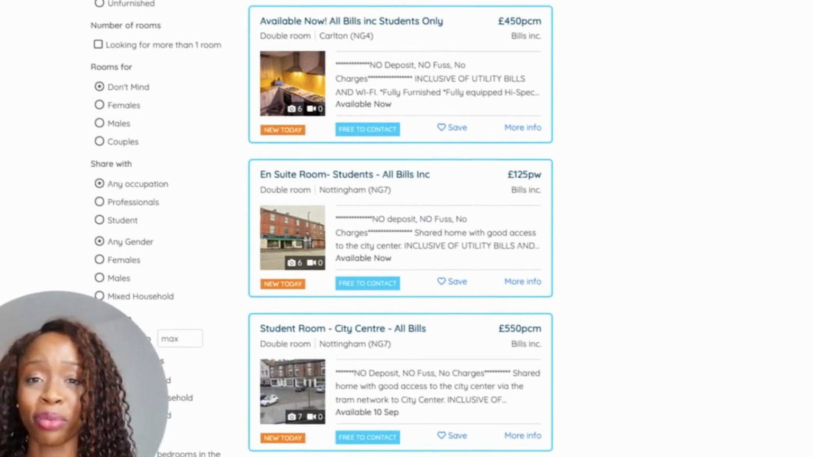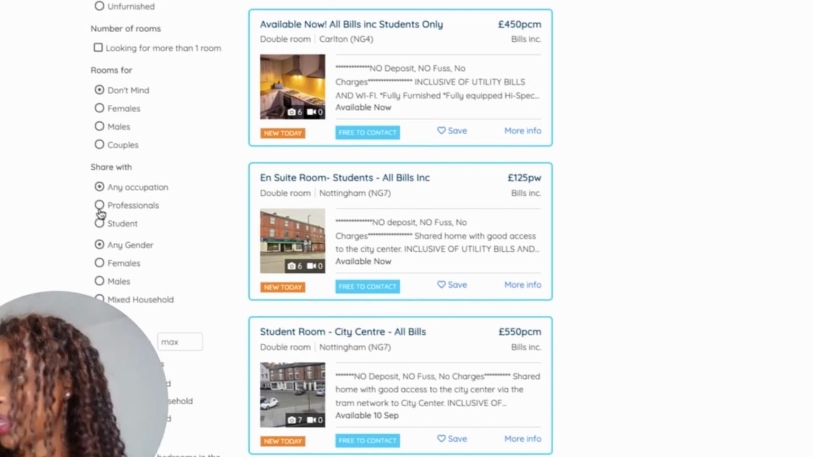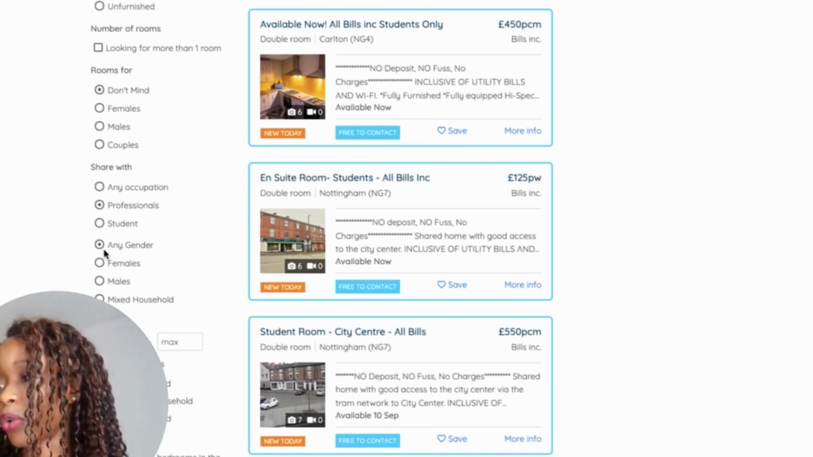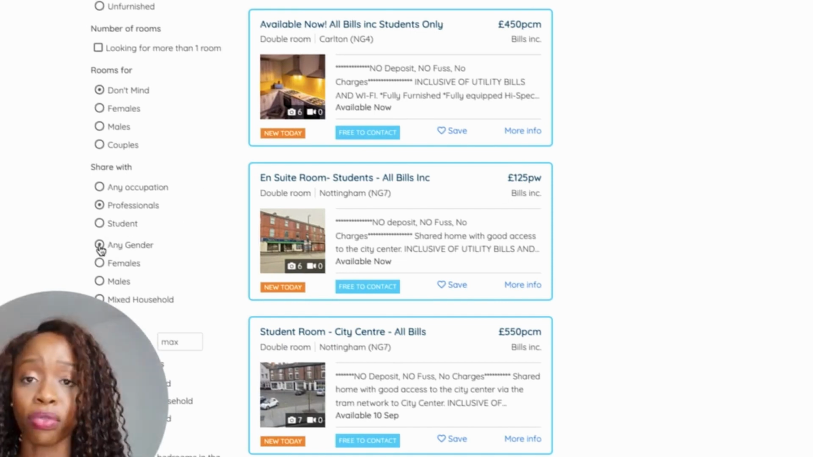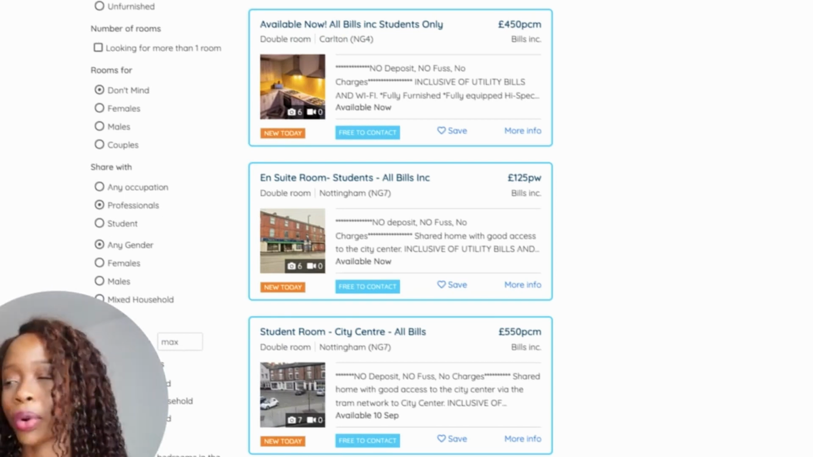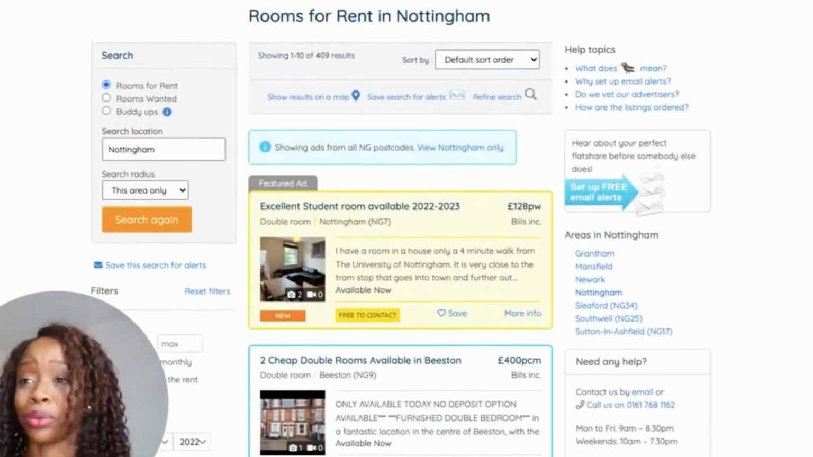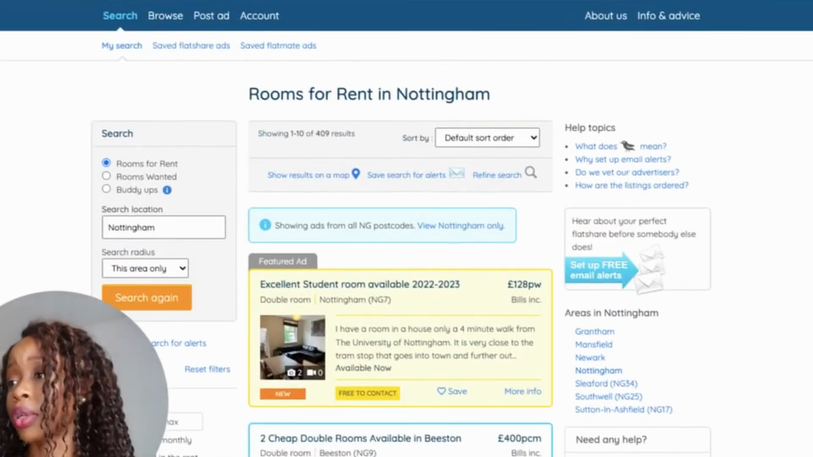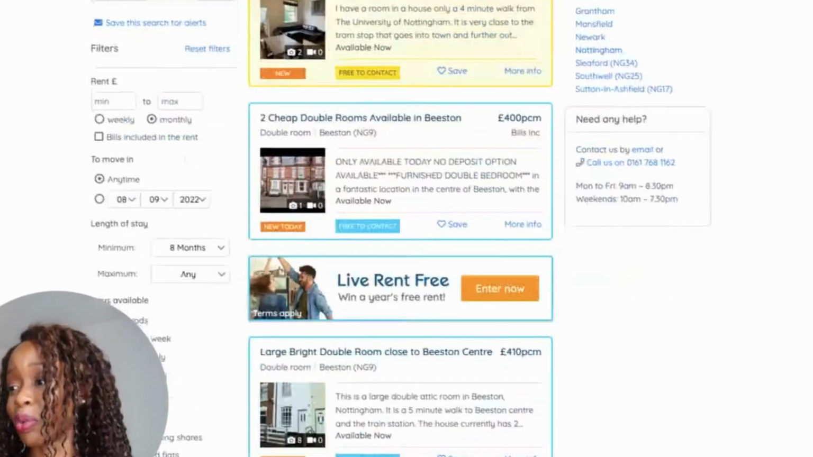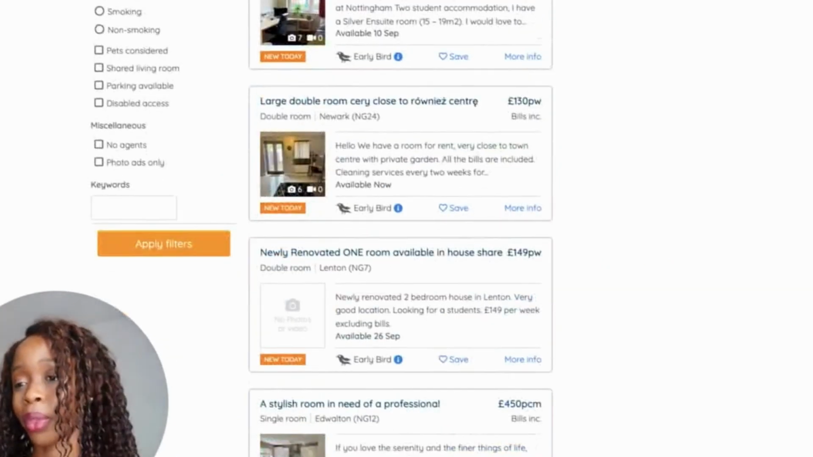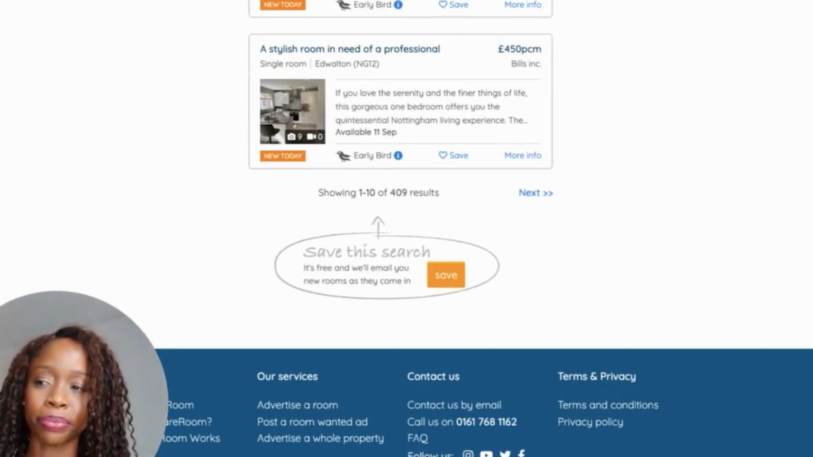And obviously when you move away from uni and you become a working professional, woohoo, you can also use this to look for any accommodation that predominantly consists of professionals. Okay, so like I said before, I have used Spareroom right through whilst I was at uni, all the way through to my early years as a working professional. And I say again, I don't think there's any accommodation type that you're looking for that you will not find on Spareroom. So again, this is a really great site to have in your arsenal.